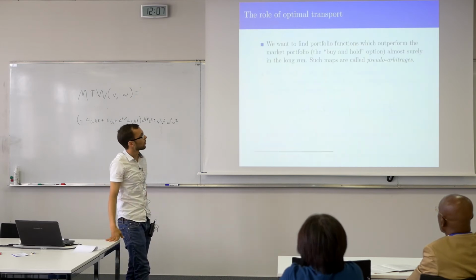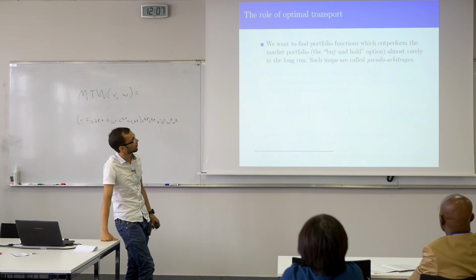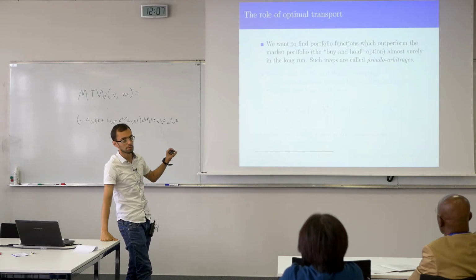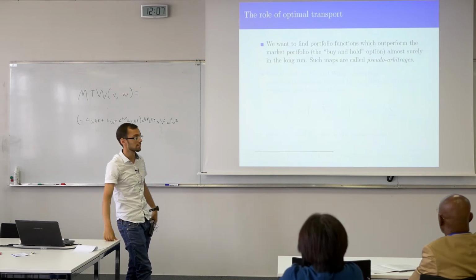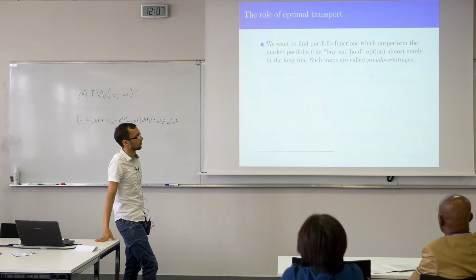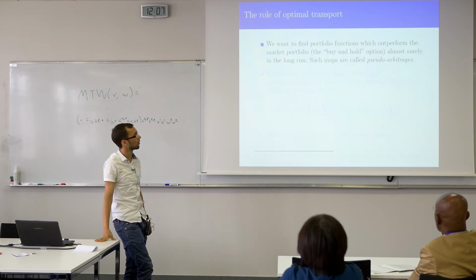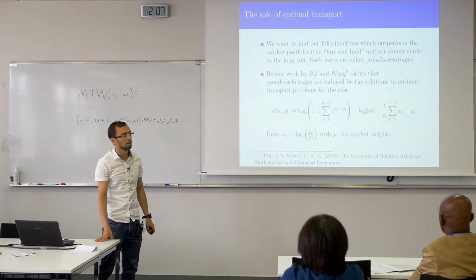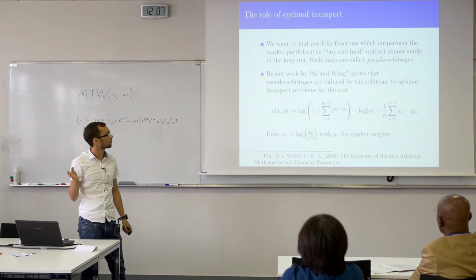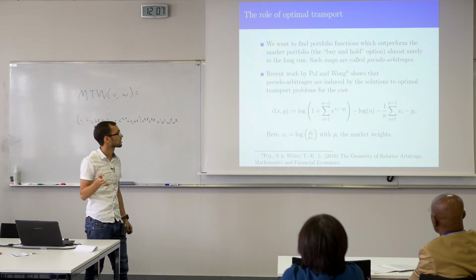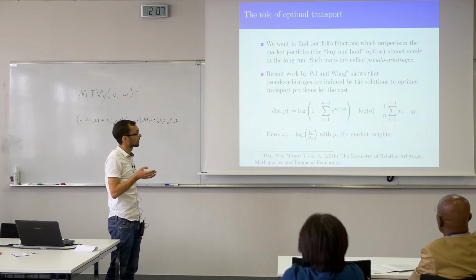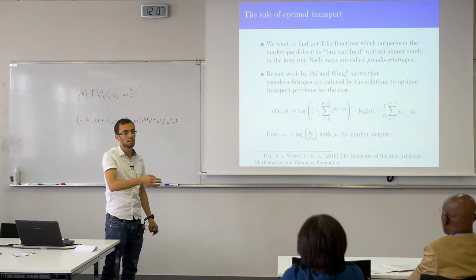So as I said, we want to find functions which outperform the market portfolio, which is where we just buy and hold on to our stocks indefinitely, almost surely in the long run. And these are called pseudo-arbitrages. So Pal and Wong showed that pseudo-arbitrages are induced by the solutions to optimal transport problems for the following cost.